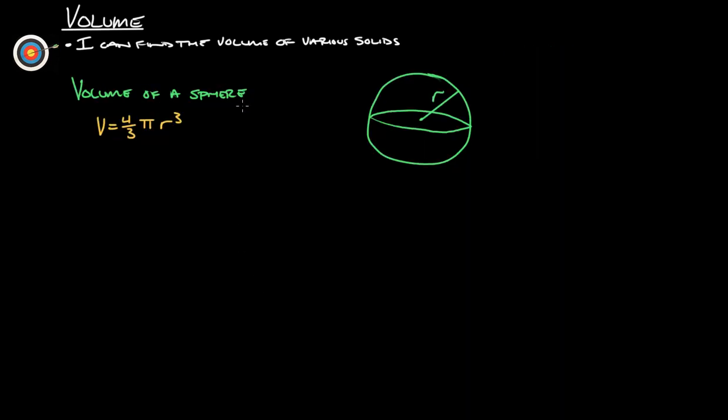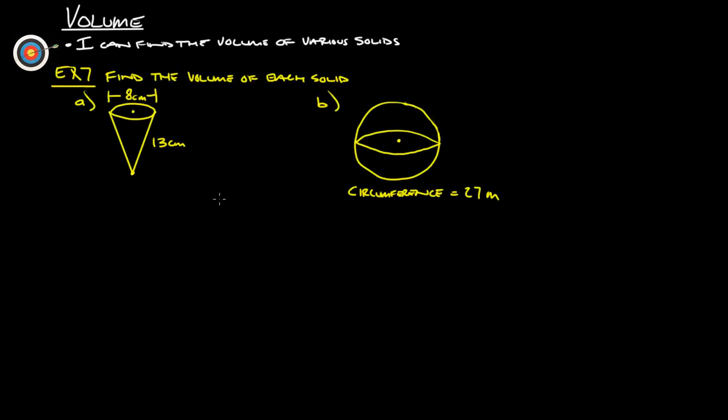The volume of a sphere is simply 4/3 pi r cubed, where we've got the radius there. Okay, so let's take a look at a couple examples here, and that'll really be all there is to this. So example 7, find the volume of each solid.